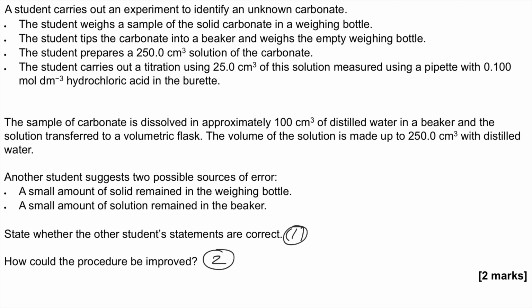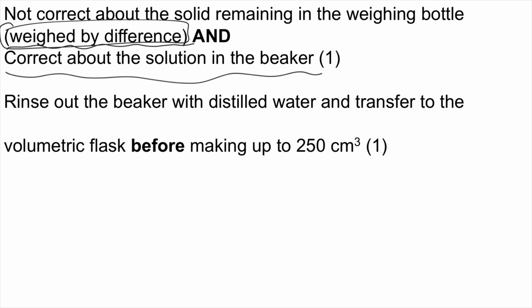Okay, let's have a look at the mark scheme. So, not correct about the solid remaining in the weighing bottle because they weighed by difference, and they are correct about the solution in the beaker. You don't need to say that because that's in brackets, by the way, it's just explaining it. And rinse out the beaker with distilled water and transfer it to the volumetric flask before making it up to 250 centimeters cubed.